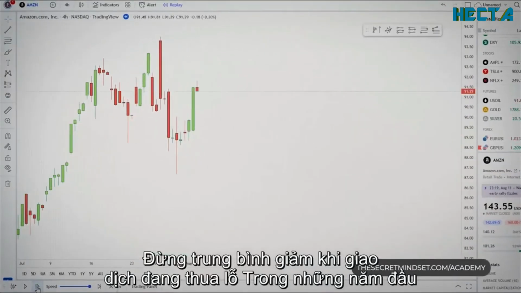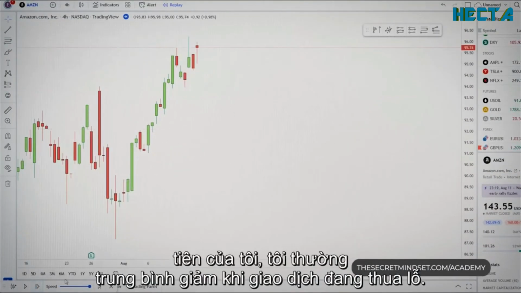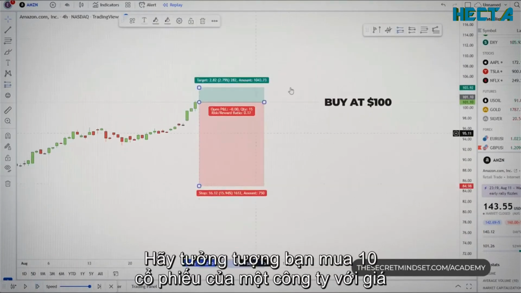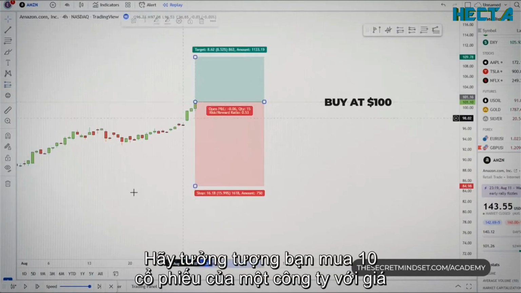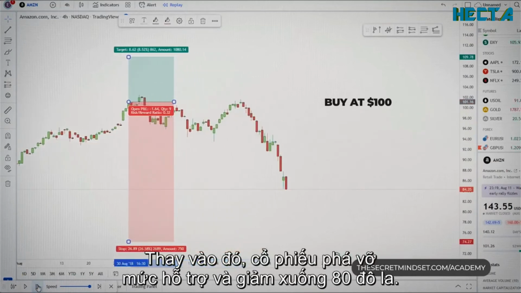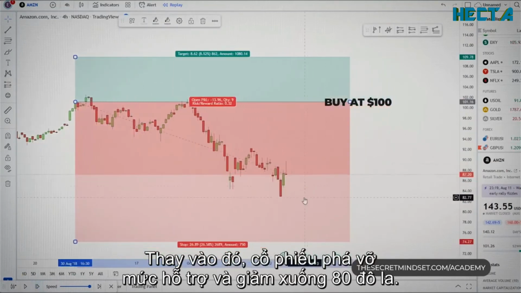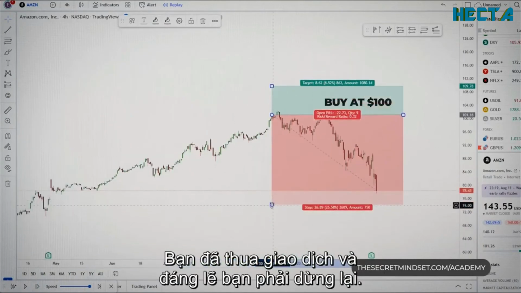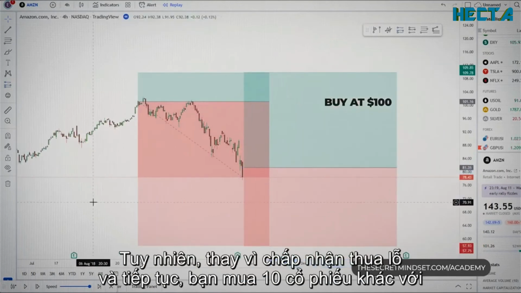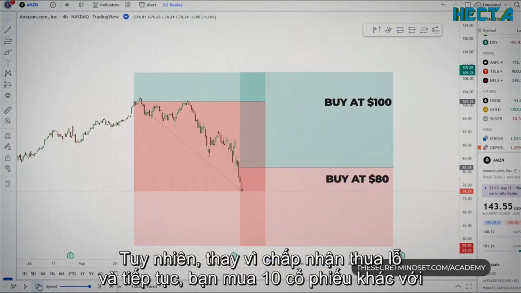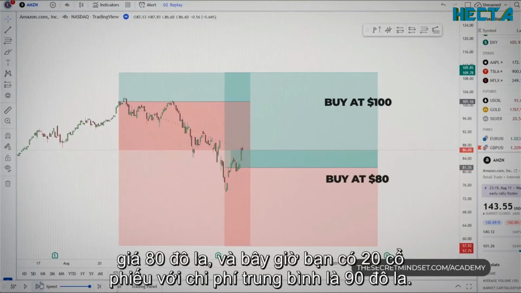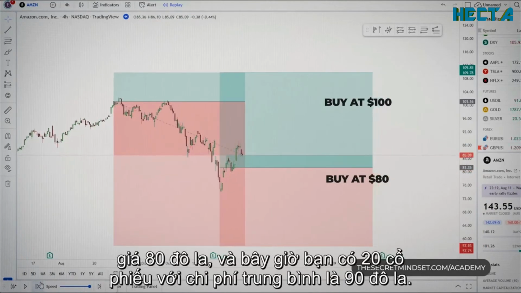In my first years, I used to average down on losing trades. Imagine you buy 10 shares of a company at $100 in anticipation of selling them at around $110. Instead, the stock breaks the support level and drops to $80. You have lost the trade and you should have been stopped out. But instead of accepting the loss and moving on, you buy another 10 shares at $80. And now you have 20 shares at an average cost of $90.